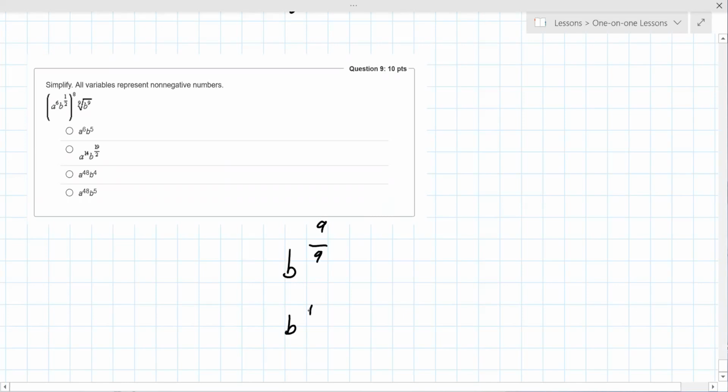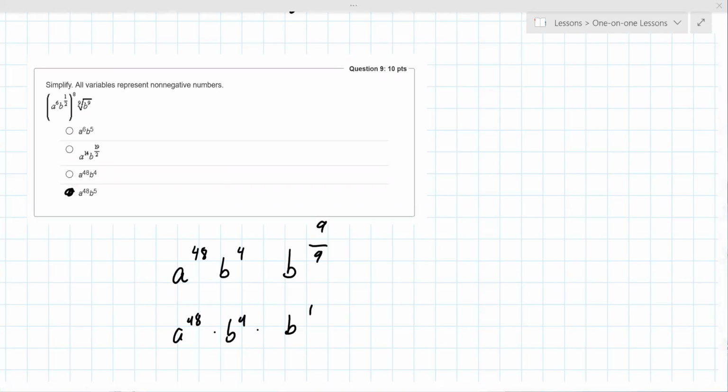I would leave it alone first, and then I would go to the parentheses and use the exponent outside the parentheses and multiply it into both a and b. Good. All right, you got it. You understood it as well. When you can explain it, you definitely understand it.